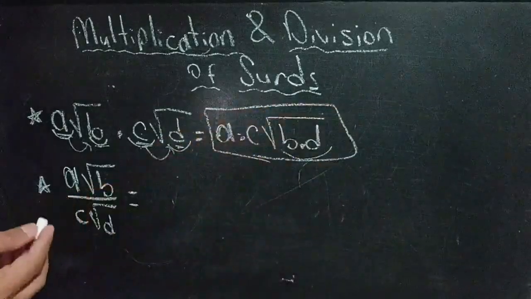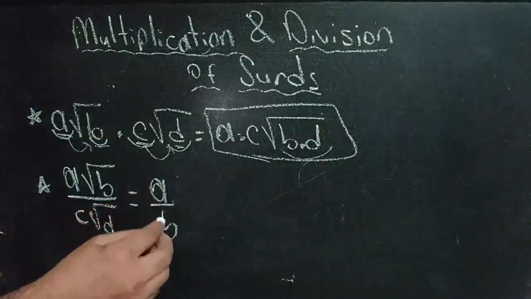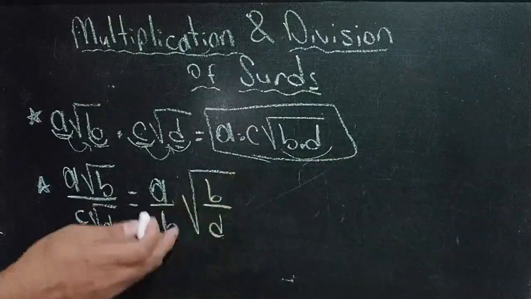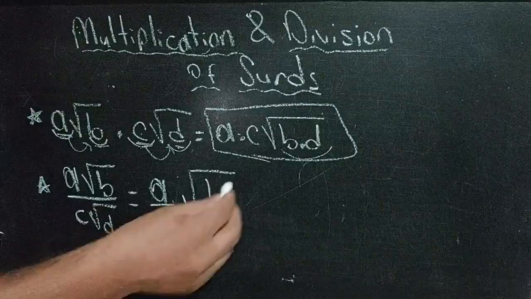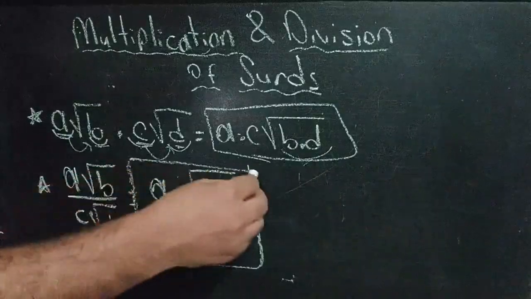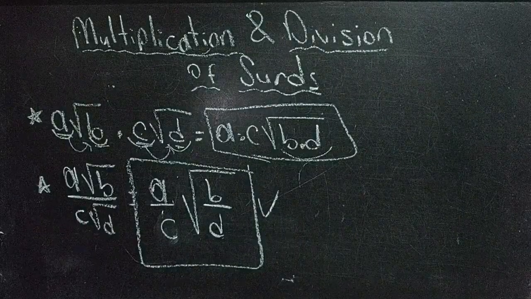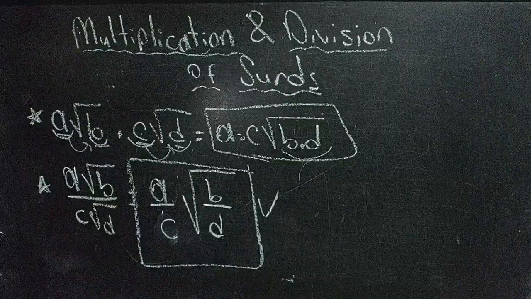So for the division, the same thing: outside divided by outside and inside divided by inside. Sorry, this is C. Alright, so now let's have a look at the questions we will come across about the multiplication and division of surds.